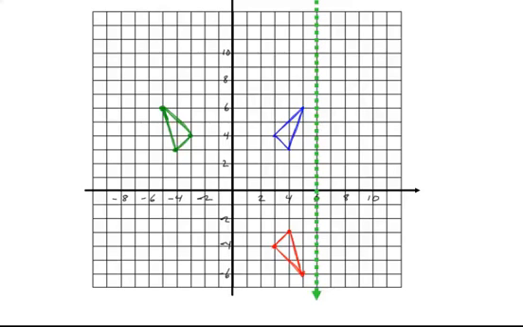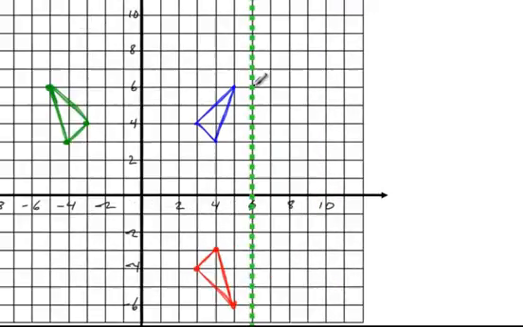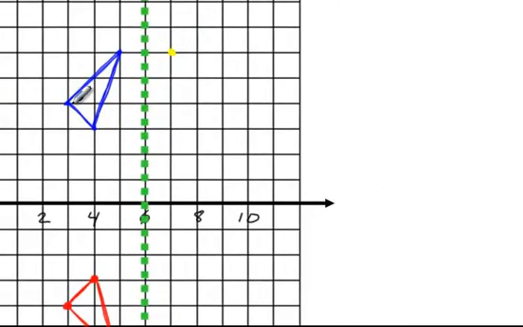Alright, so let's use a different color. We're going to try yellow this time. 1 away, we're going to move 1 over here. This point is 1, 2, 3 away, so we're going to move 1, 2, 3 away over here. This one is 2 away.